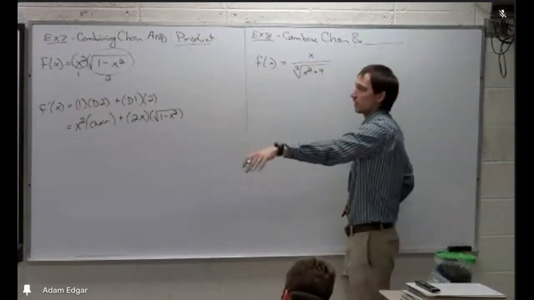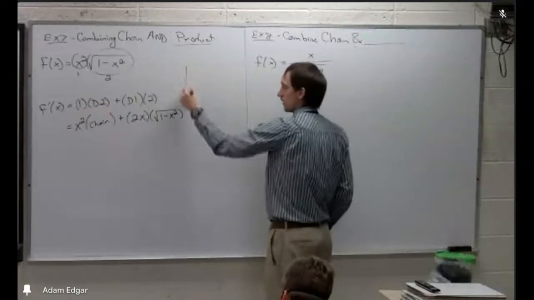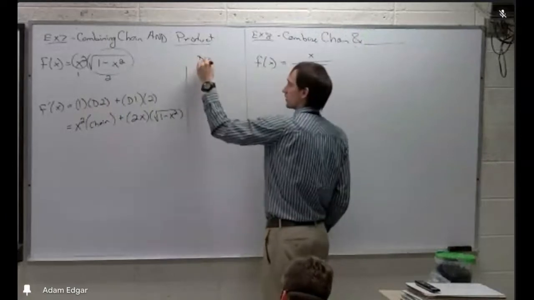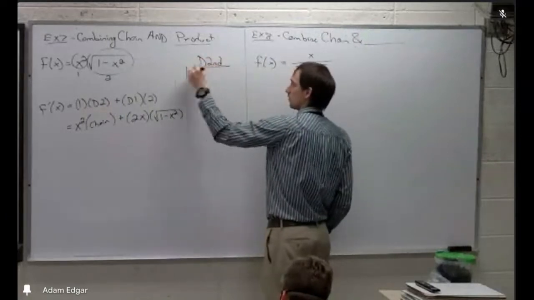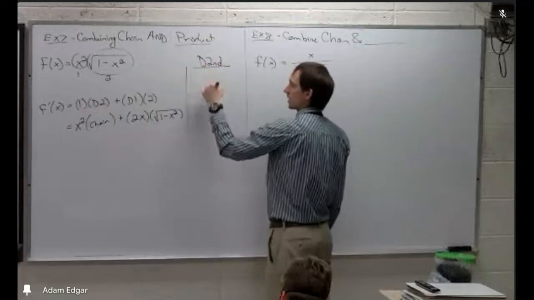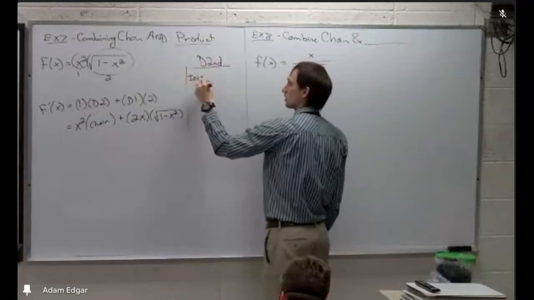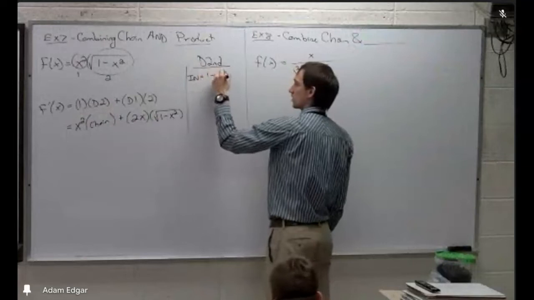Now, let's go over to this side and say, all right, let's get the derivative of the second over here. So, if we're doing the derivative of the second, what's the inner part? 1 minus x squared. What's the out?